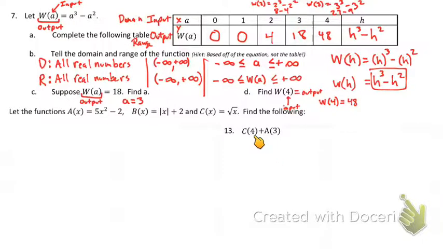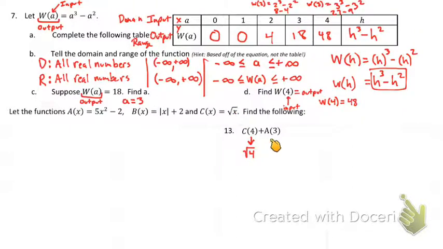So number 13 says we have these functions here. What this says is we're going to take one function. We're going to input 4 into function C. Okay, so let's do that. Function C is actually square root of x. So when I plug in 4 for x, it's really square root of 4. I got that because that's what C says. You're plugging in 4 for x on C.